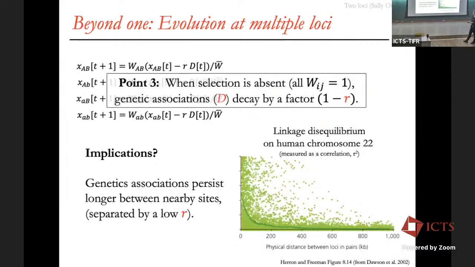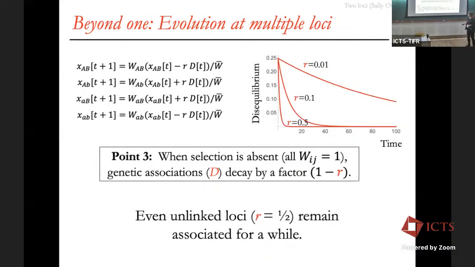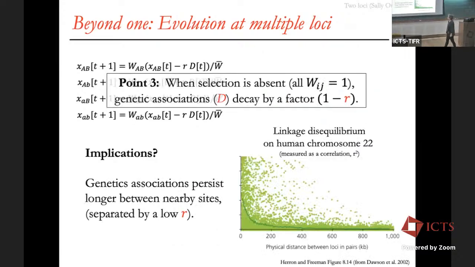Okay. So even unlinked loci, r equals a half, remain associated for a while. That's because not all chromosomes are in double heterozygotes to be broken apart by recombination. The other thing about this result is that these genetic associations will persist longest at nearby sites. And that underlies the type of tests that Mike was talking about, these GWAS or other tests, because you look to see whether there are associations between a particular trait of interest and markers.